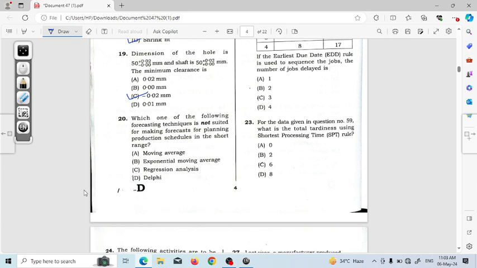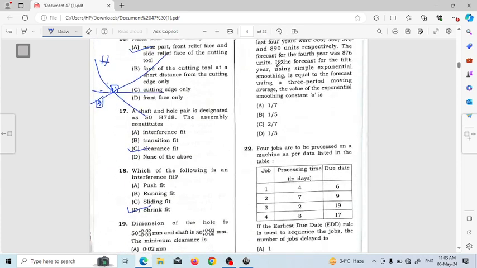Next question number 20. Which one of the following forecast techniques is not suited for making forecasts for planning and production in short range? Moving average is also present, exponential also present, deviation analysis also present. Delphi is a long-term technique. So option D is the correct answer. Not suitable. So option D.